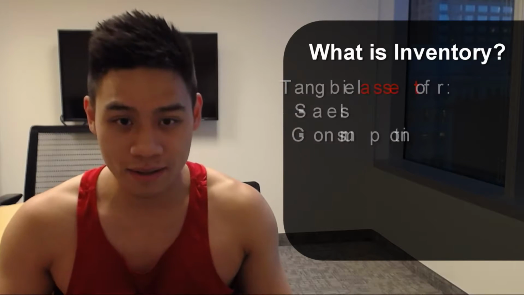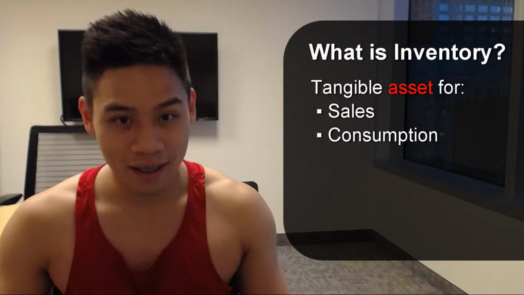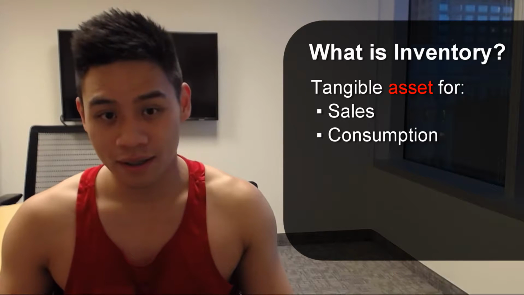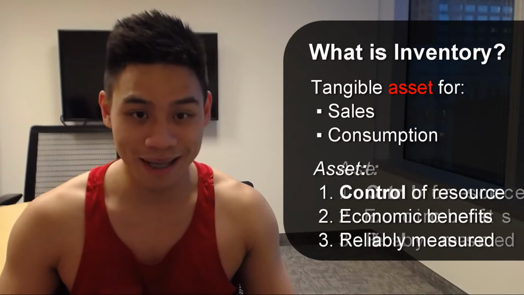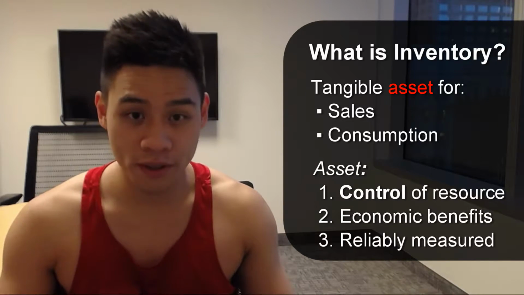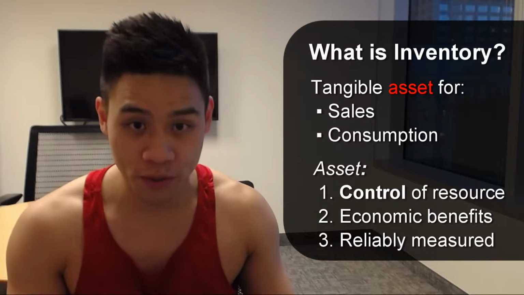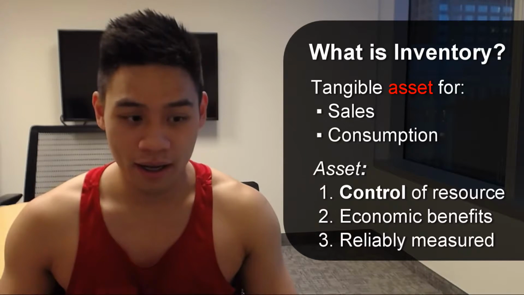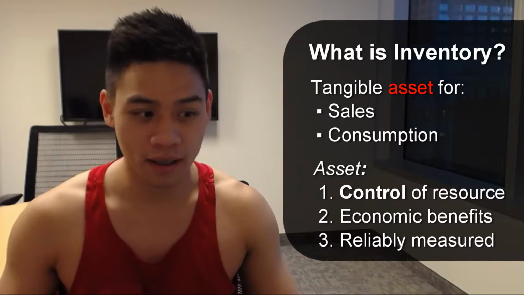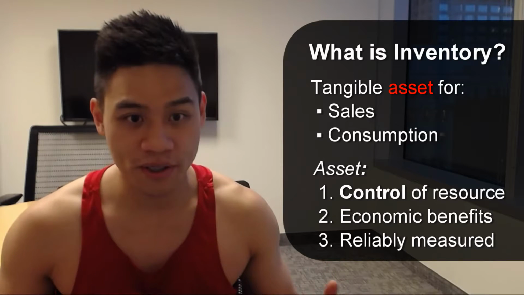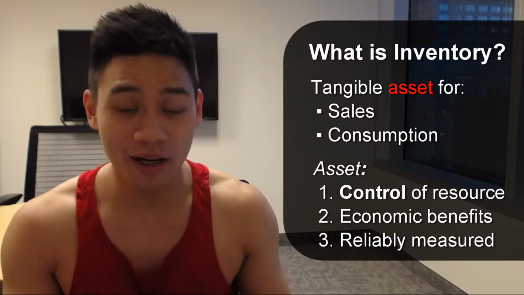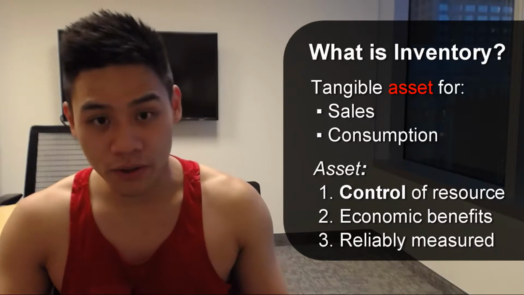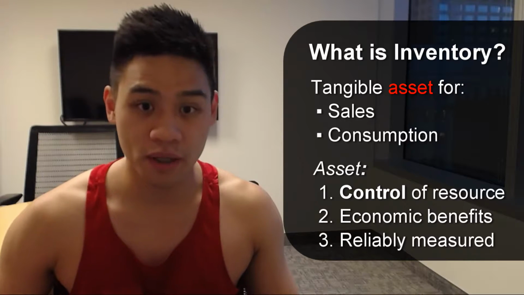Inventory is a physical asset that is generally for sales or consumption. So what is an asset? There's 3 points that identify an asset. First is we control the resource and we control the access to the benefits. Second is, will this resource generate economic benefits for us? And then third is, can the cost and the value of this resource be reliably measured?